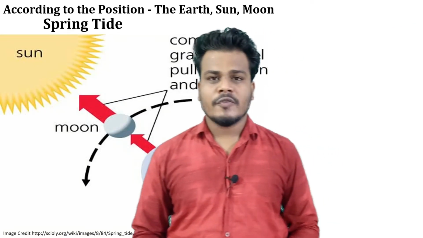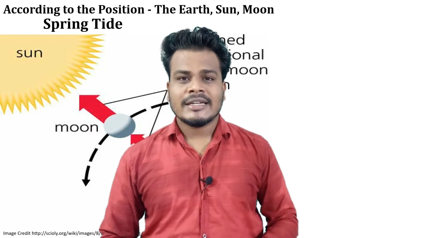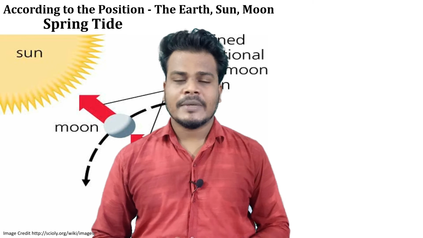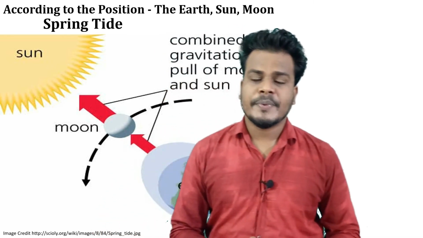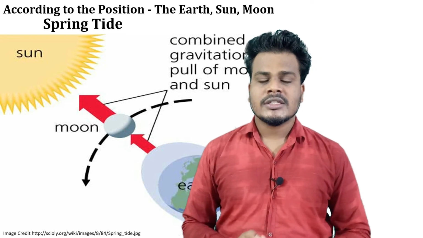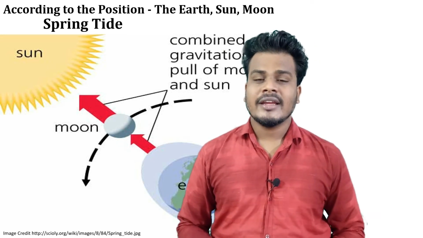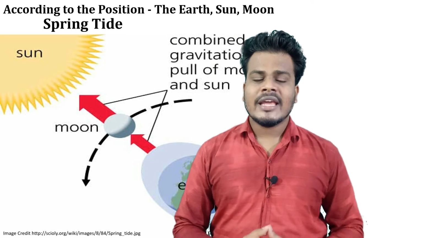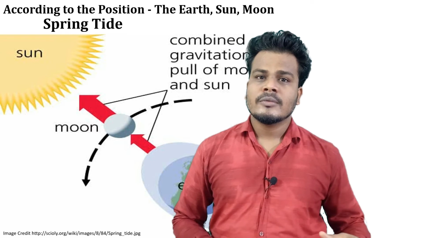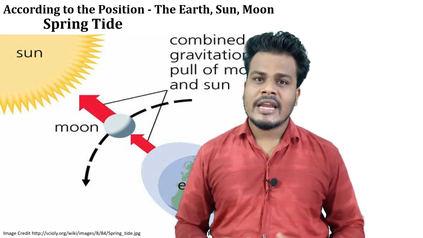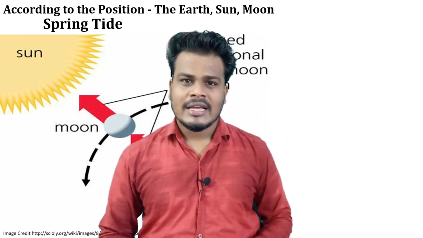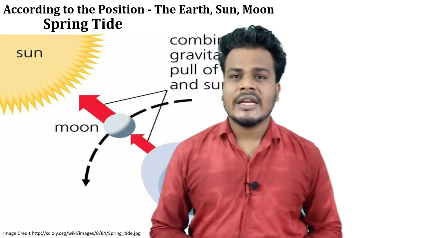According to the position of the moon, earth and sun, the tides are classified into two types, spring tide and neap tide. What happens during spring tide? During spring tide, the earth, sun and moon are aligned in a straight line. So when they are in a straight line, the combined effect of the moon and the sun's gravitational pull creates a strong tide on the earth's surface, and that is known as spring tide.